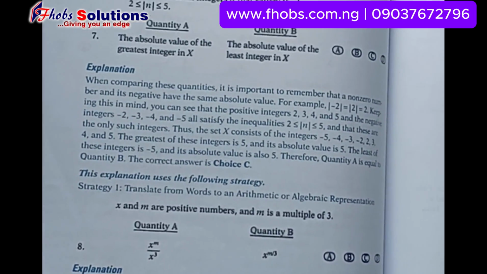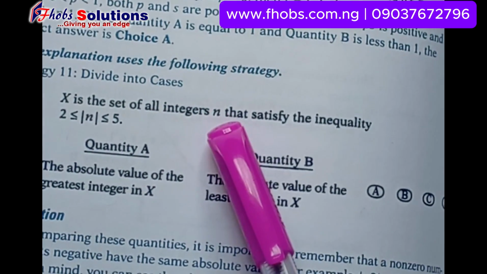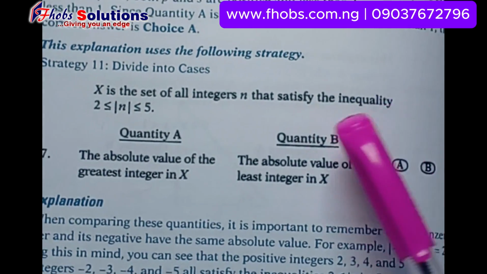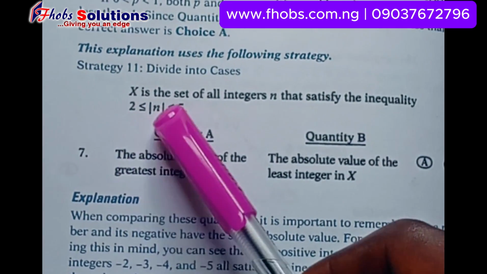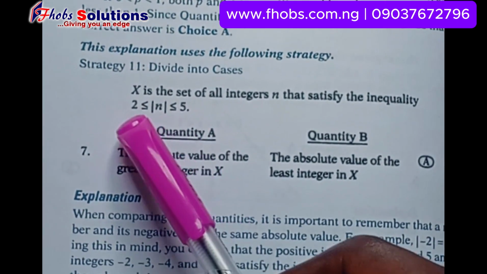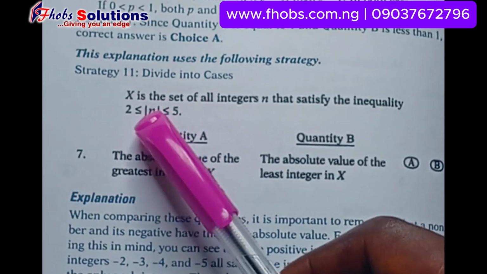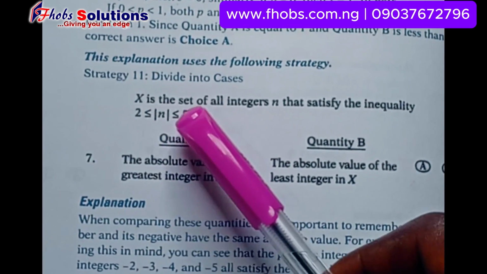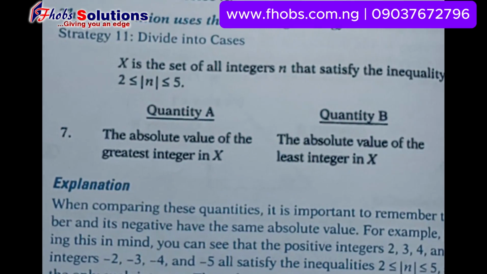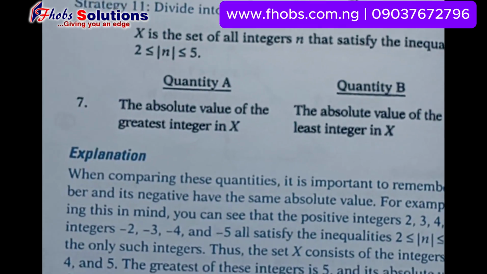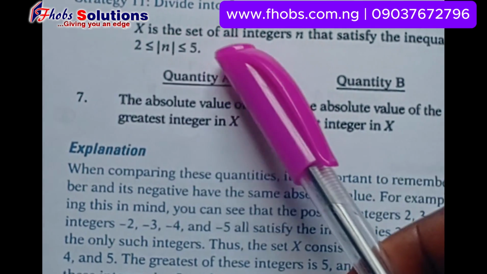In this next question, it says that x is the set of all integers n that satisfy the inequality 2 is less than or equal to, whenever we see this stroke, absolute value, so 2 is less than or equal to the absolute value of n, less than or equal to 5. Again, we need to understand what this inequality represents. It simply says that n can take any value between 2 and 5.